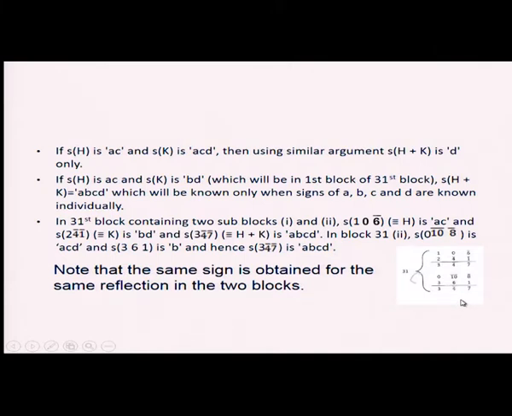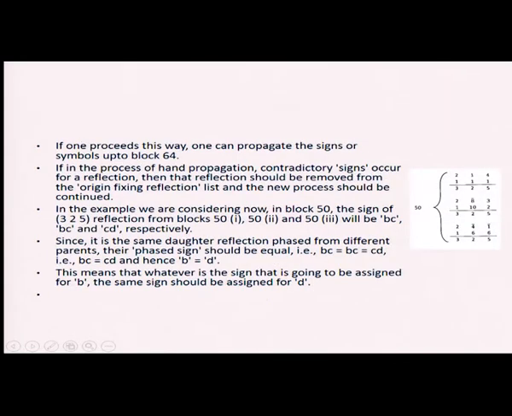This means that since you have different parents and the same output for the daughter, if you are getting the same answer for these different pathways, it means that you are proceeding in the right direction. So, once you proceed the same way as I have been mentioning, you can propagate the signs up to block 64, no problem. If in the process of hand propagation, as I have been repeatedly telling, contradictory signs occur for a reflection, then that reflection should be removed from the origin fixing reflection list and the new process should be continued.